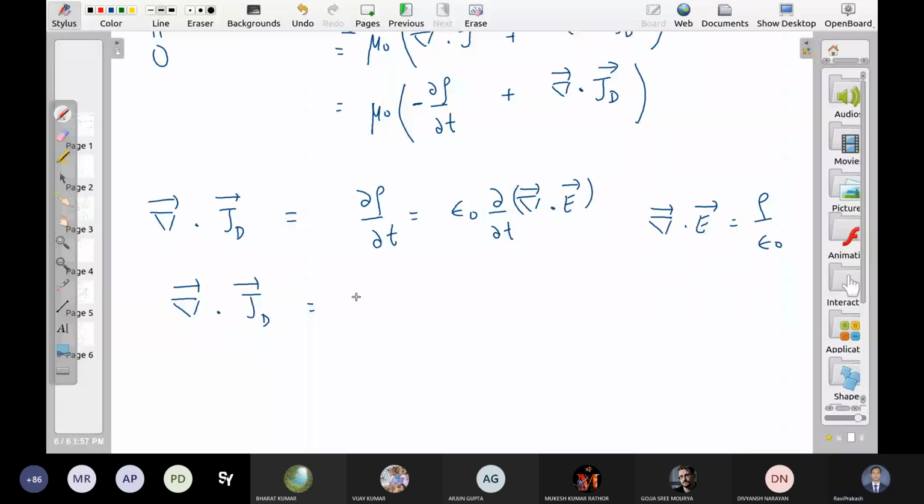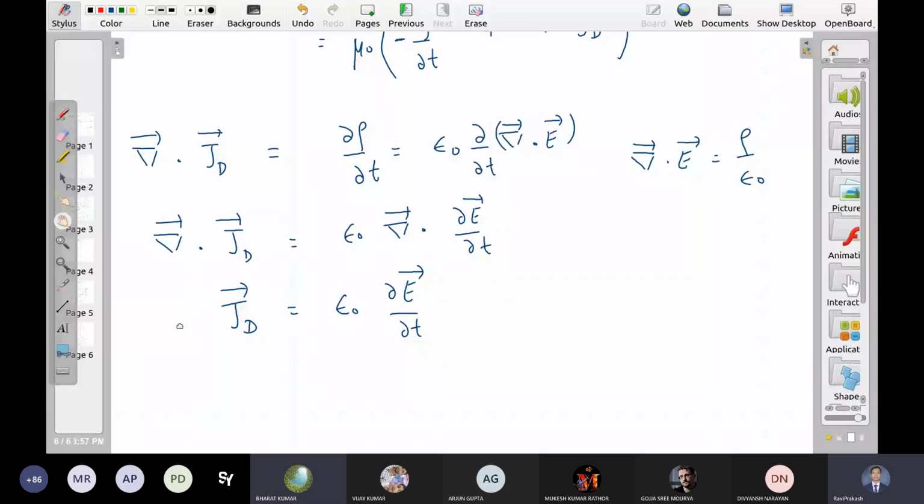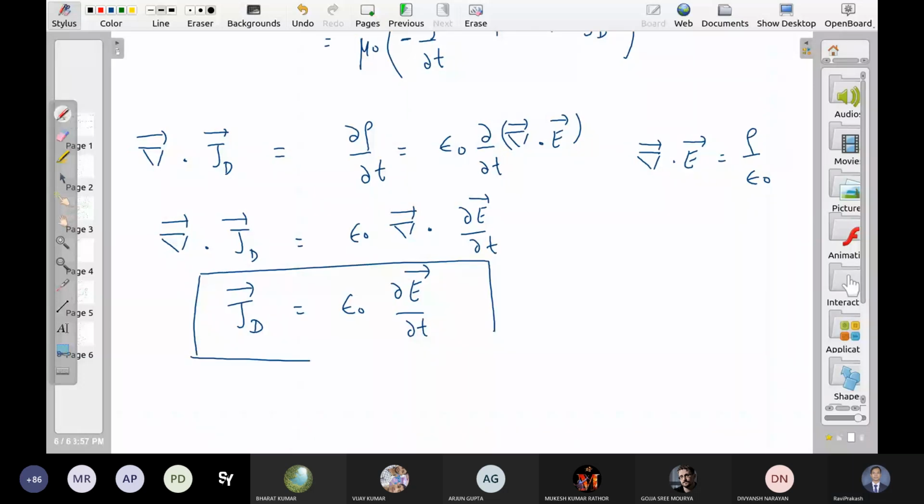What is JD? This. Okay. So this is the displacement current. कहाँ से आया current ये? So this is density, I think, displacement density. The units of this JD are same as current density. So displacement current density, if you want to say.